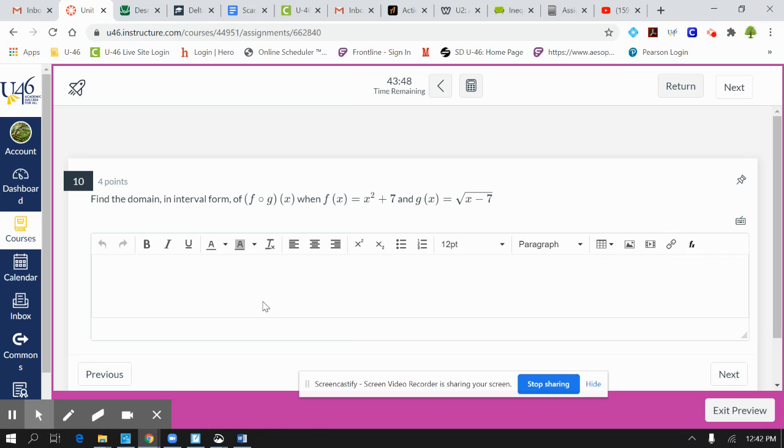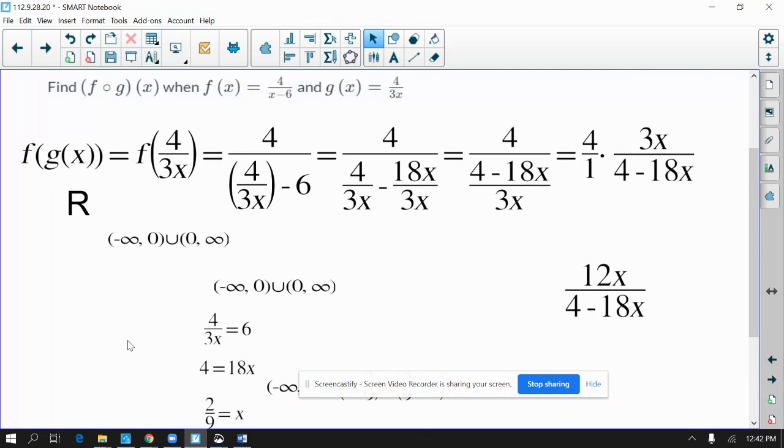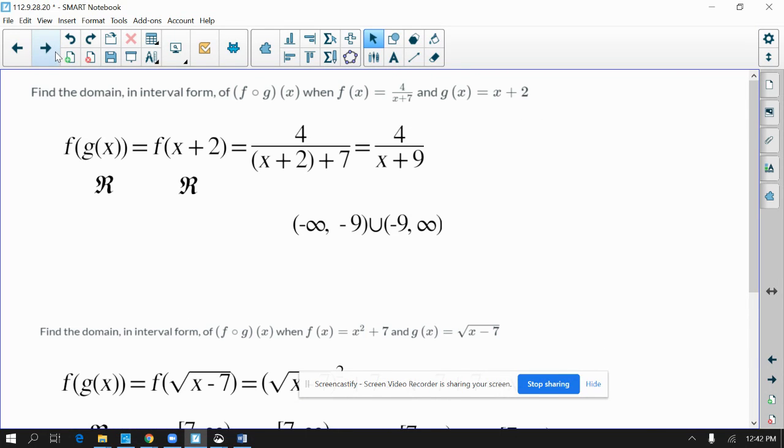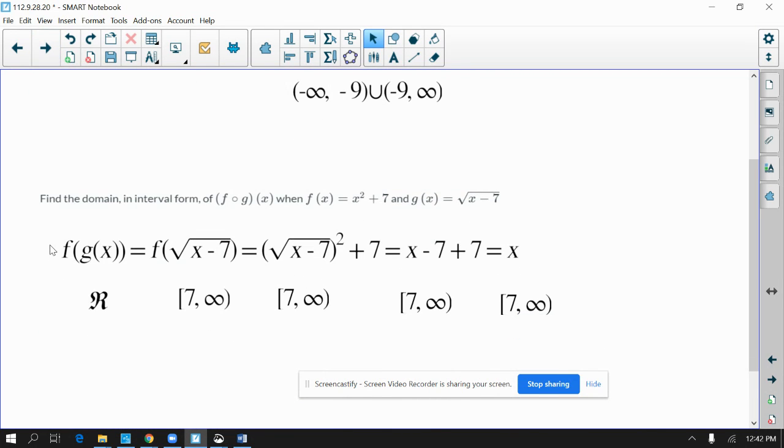What is the domain of, okay, composition f of g of x? So this g is going into f. And this one I think I have somewhere. Okay, right here. The answer is 7 to infinity, because first of all, assume all real numbers. Now, x is going into g. G does not accept all real numbers. G can't accept -10. It would be imaginary. So G can only accept numbers 7 and greater. So that's the domain right now.